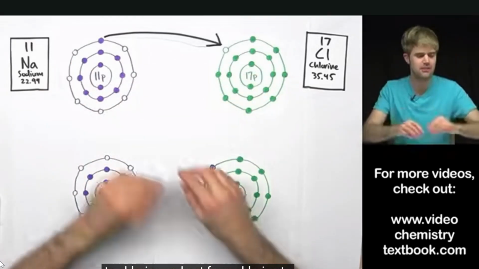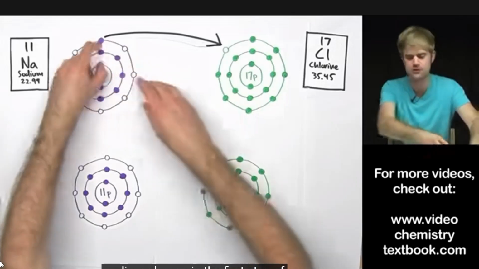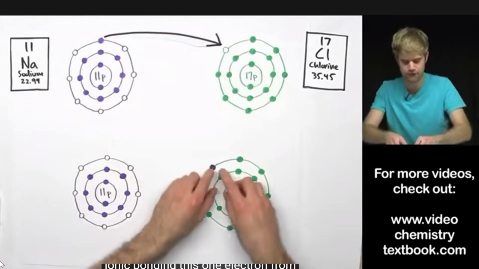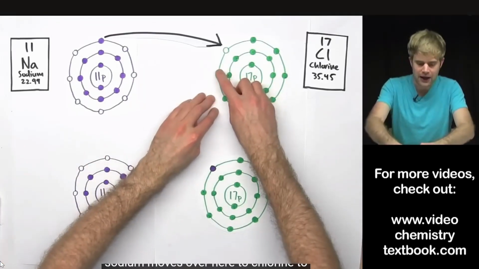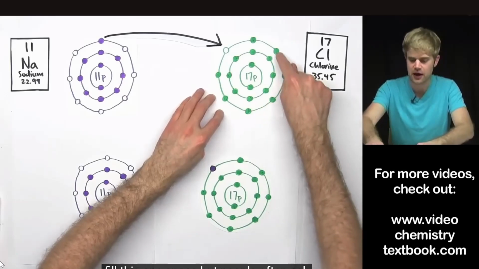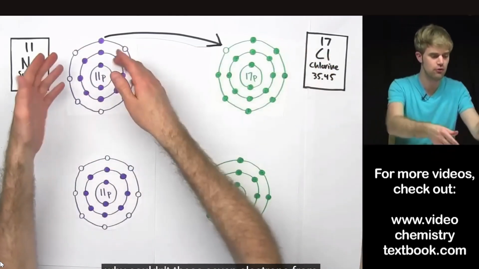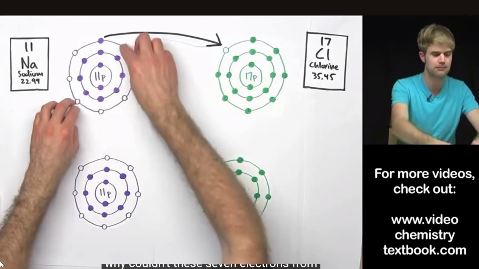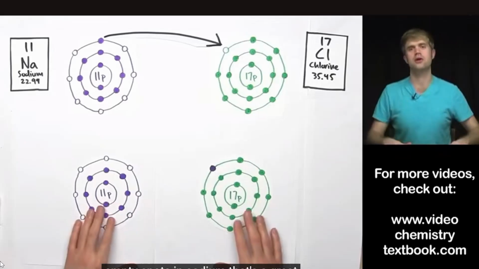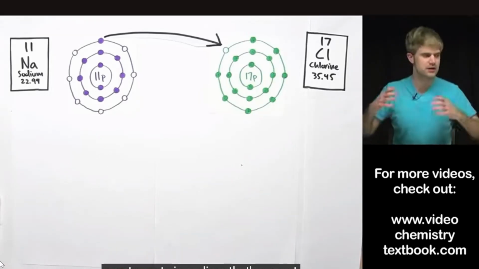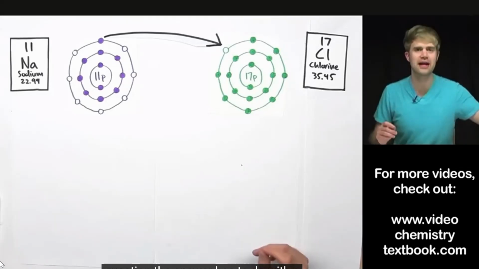Okay, so in the first step of ionic bonding, this one electron from sodium moves over here to chlorine to fill this one space. But people often ask, why couldn't these 7 electrons from chlorine move over and fill these 7 empty spots in sodium? Well, that's a great question. The answer has to do with a topic called electronegativity.